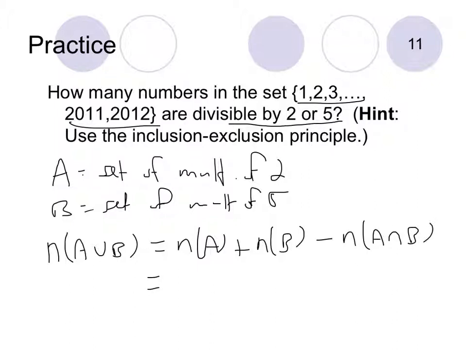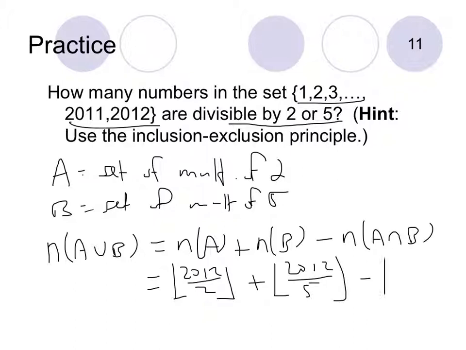From this formula we just derived, I know that the number of multiples of 2 is just the floor of 2012 over 2. The number of multiples of 5 in this set is the floor of 2012 divided by 5, and the number that are divisible by both is just the floor of 2012 divided by 10, because the numbers that are multiples of 2 and 5 are really just the same thing as multiples of 10. So that calculation will tell me the answer to this question using the principle of inclusion-exclusion.